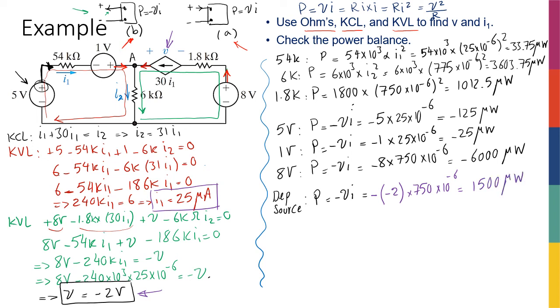Okay, let's see if we have a balance. So 3603 plus 33 plus 1000 plus this. So basically, this is a positive number. So is this one, and this one. And then the negative ones are, let's show them with light green, this, and this. So basically the negative ones are easier to add up. It's basically 6,150 microwatt.